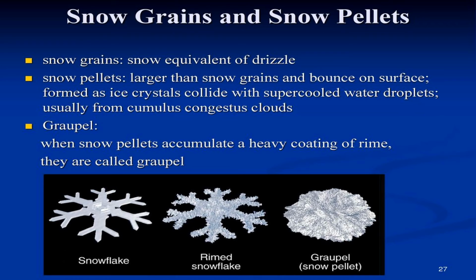So snow grain is the snow equivalent of drizzle, and snow pellet is larger than snow grain. They form when ice crystals collide with supercooled water droplets, and usually we find these snow pellets originate from cumulus congestus cloud. On the other hand, another type is graupel: when a snow pellet accumulates a heavy coating of rime, we call it graupel. So there is a sequence of formation: snow grain, then snow pellet, then graupel.